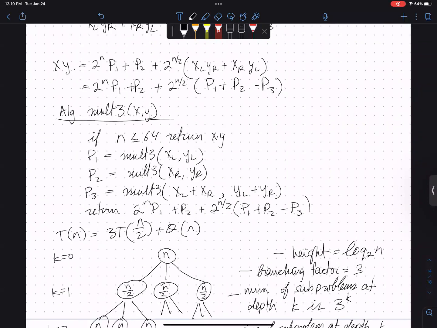So we solved 3 subproblems. These are the 3 recursive calls. And each of those were smaller subproblems. They had, instead of n bit numbers, n over 2 bit numbers. So that was the divide step. And then the conquer step was this part to combine those recursive results, those P1, P2, P3, into an answer for the original problem.